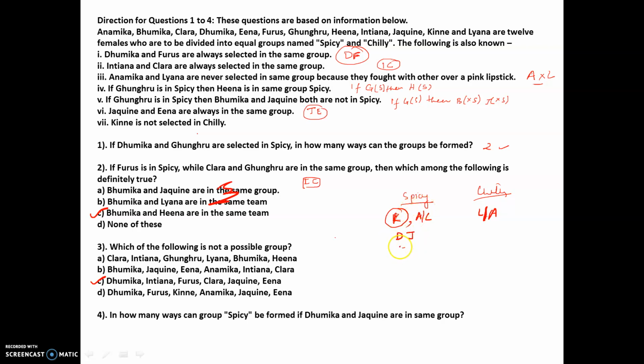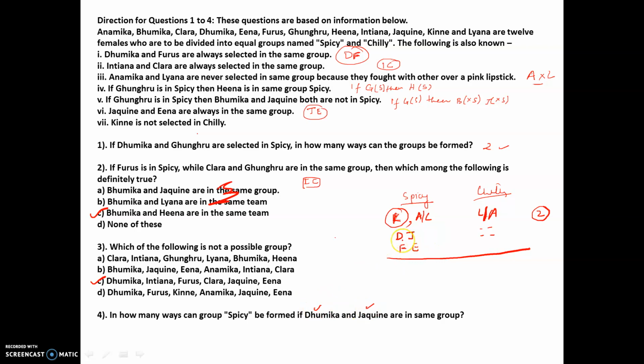So if D is in spicy, F comes in spicy. If J is in spicy, E comes in spicy. That means the remaining members will automatically go to chili, right? Because in spicy we already have 1, 2, 3, 4, 5, 6, right? So if you see, the group can be formed in 2 ways out here, because we have kept D and J, in spicy, D and J both in spicy.